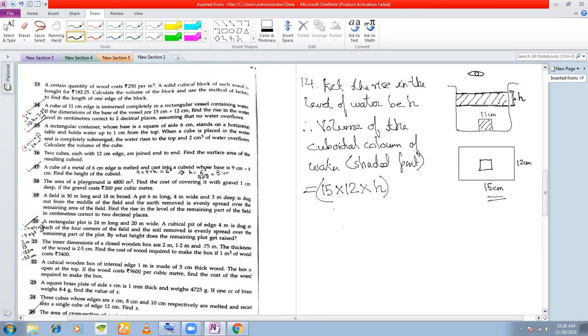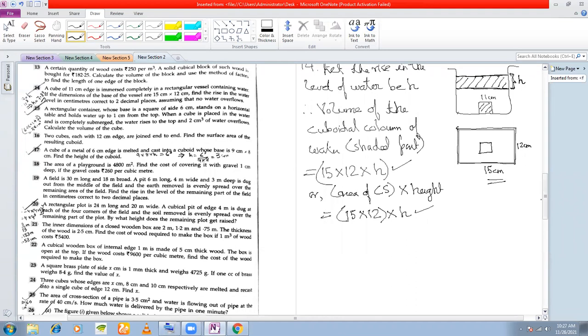Or you can also think of it this way: area of cross section into height, right? What is the area of the cross section? This rectangular part is the cross section. What is the area of the cross section? 15 into 12, length into breadth. And the height we have assumed as h. So either you can do it this way or you can do it this way. So this is the volume of the cuboid.